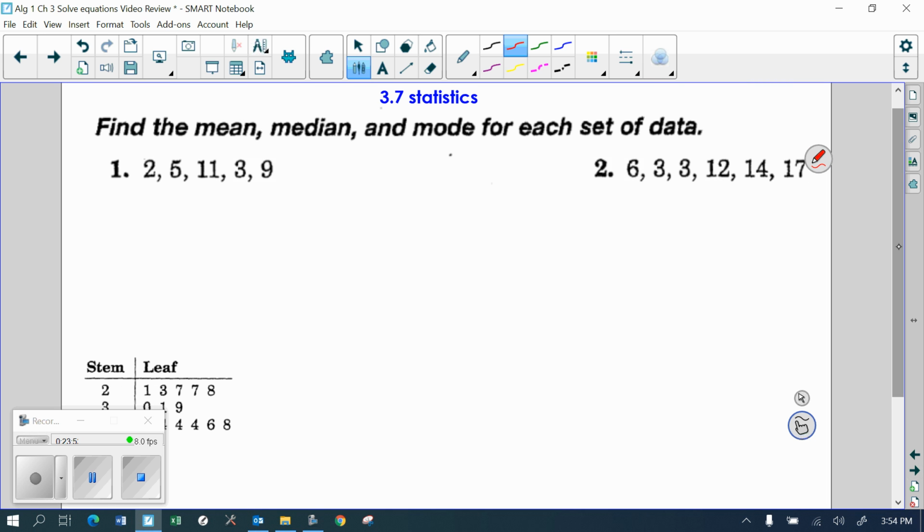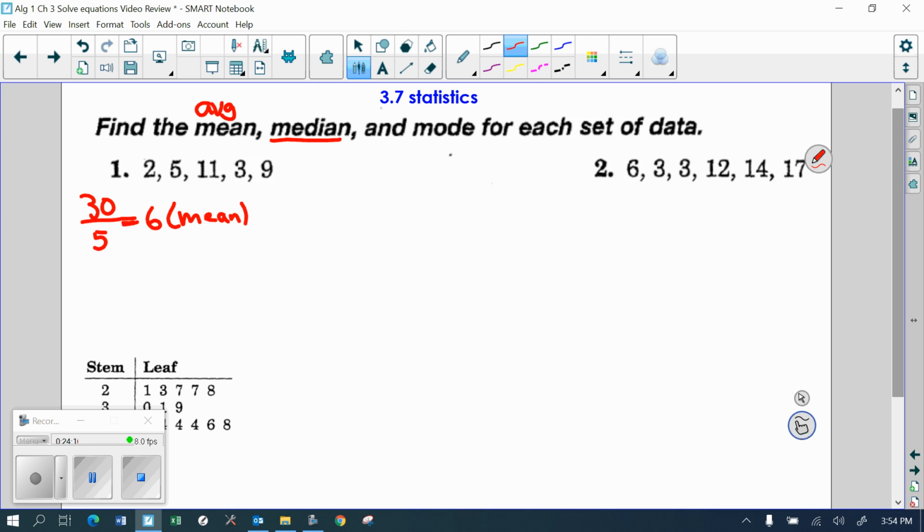Okay, we got one more. Statistics: mean, median, and mode for each set. Another word for mean you should know is average, which means add up the numbers and divide by the number that there are of them. So 2 plus 5 is 7, plus 11 is 18, plus 3 is 21, plus 9 is 30. Divided by how many are there? 1, 2, 3, 4, 5. That equals 6. So that's the mean.